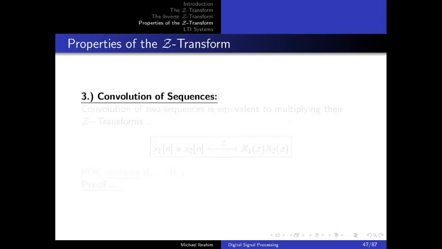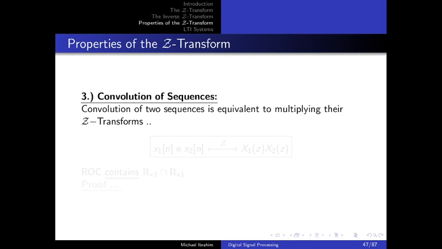The third property we have here is the convolution of sequences. We have seen convolution in the signals and systems course, and we know how to perform linear convolution in time domain. The property simply says that if we do a linear convolution of two sequences in the time domain, this is equivalent to multiplying the corresponding Z transforms in the Z domain. So instead of doing convolution in time domain, we can multiply the corresponding Z transforms in Z domain, and this might simplify the calculations a little bit.